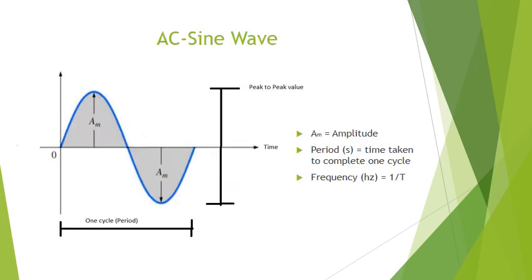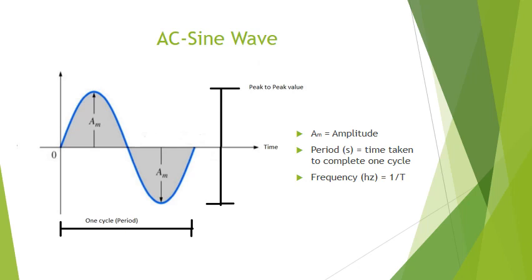The sine wave is the representation of alternating current. The graph shown here is a sine wave. This graph shows an AC current with the voltage against time. The amplitude of this graph is the distance from the middle to the peak. This is often represented by the letter A.